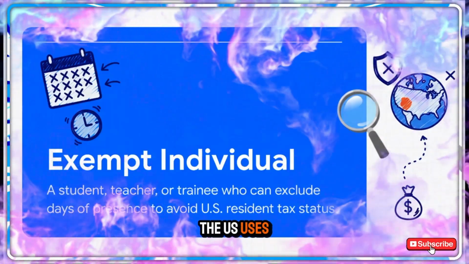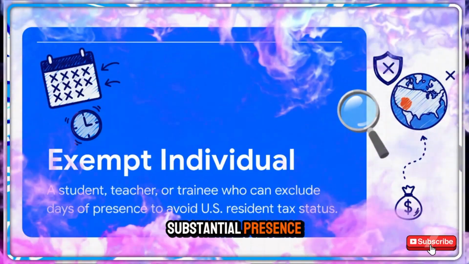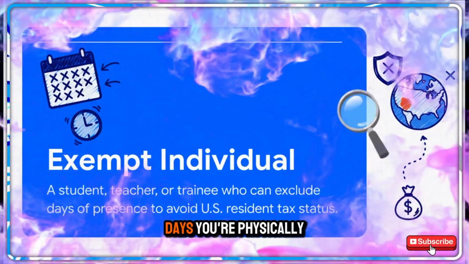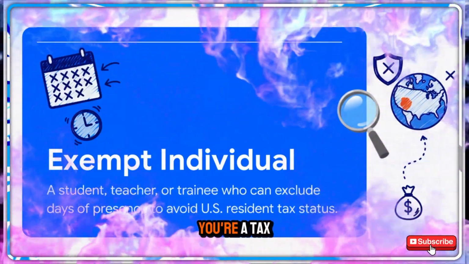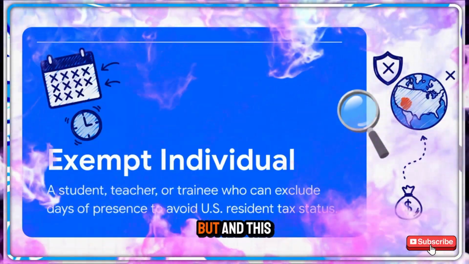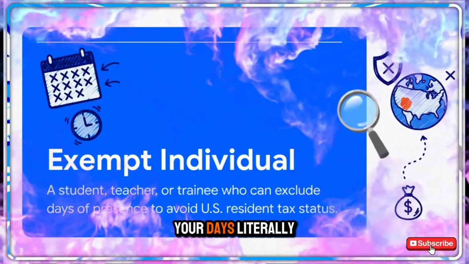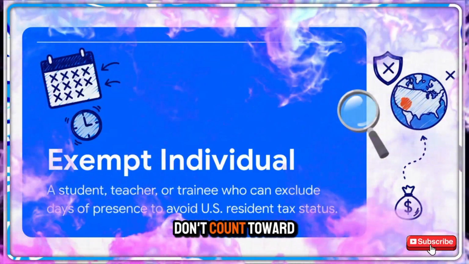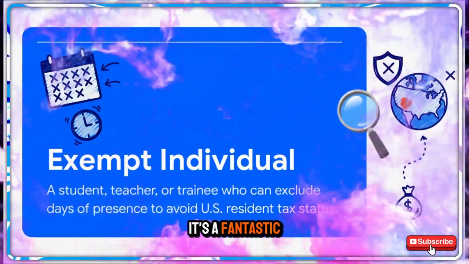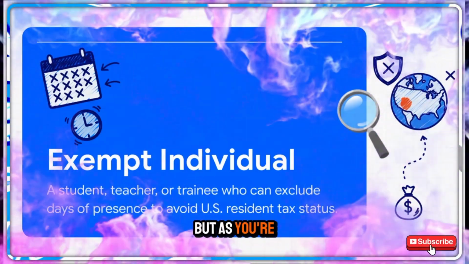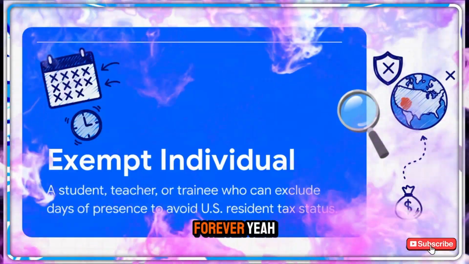Normally, the US uses something called the substantial presence test. It's basically just the IRS counting the number of days you're physically in the country to decide if you're a tax resident. But, and this is a huge but, as an exempt individual, your days literally don't count toward that test. It's a fantastic exception that keeps you in that non-resident category. But as you're about to see, it doesn't last forever.